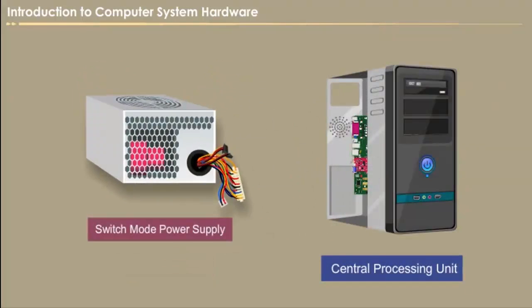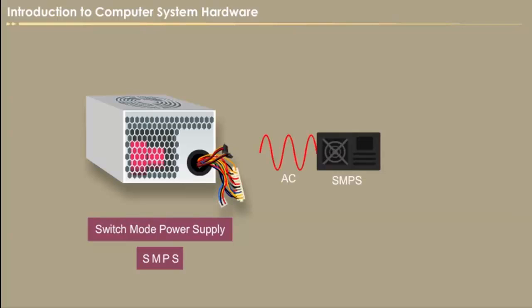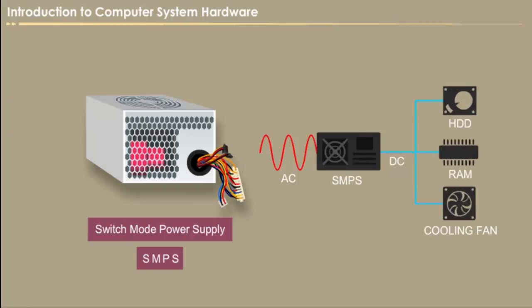Switch mode power supply, that is SMPS. A switch mode power supply efficiently converts the power from one form to another form with the desired voltage levels. It is used to obtain a regulated DC output voltage from an unregulated input voltage. While buying a power supply, you need to determine the amount of wattage required according to your configuration, based on the HDD, RAM and cooling fan numbers.